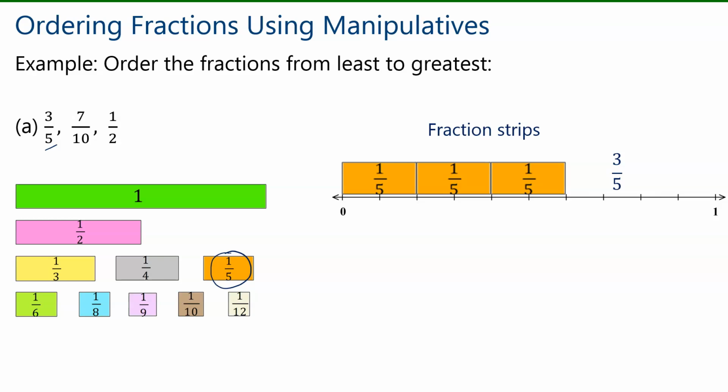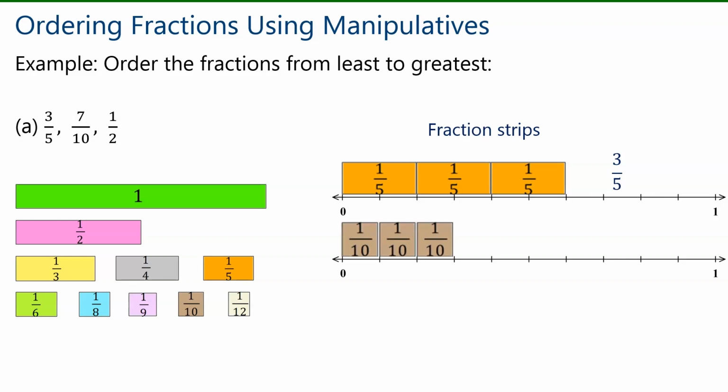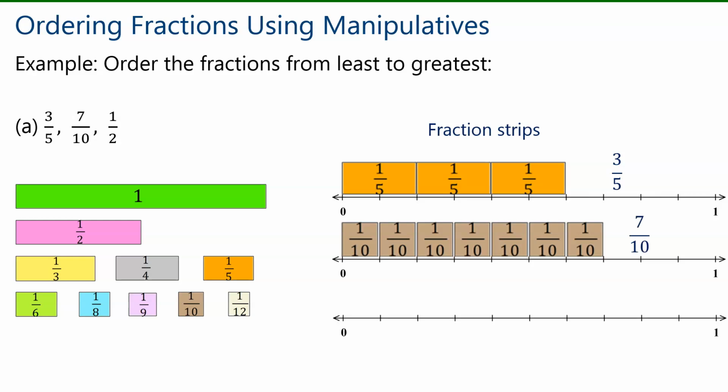Now for 7/10, we will use this block here. So on the number line, I'll place 7 of them. 5, 6, and 7. So here we go. Then we have a half, so we just need one of the pink strips to represent a half. So now when we're ordering from least to greatest, you can see that the smallest fraction is 1/2. Then we have 3/5, and then 7/10.